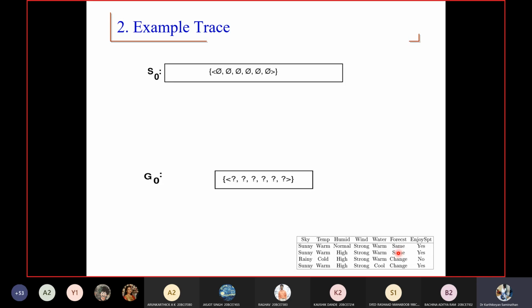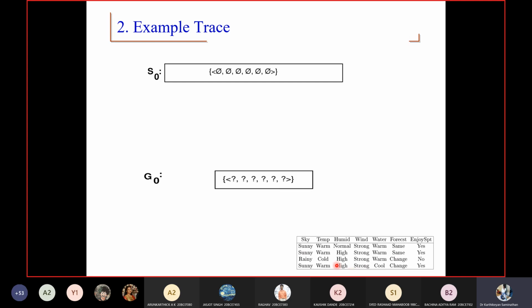Because you are making individual pairs. You are comparing one versus one attribute. So you are comparing rainy with sunny. The third one is rainy. The S3 is nothing but sunny. So you should update only this, and the remaining attributes should be question marks. That is a pair, the first pair. So the first pair is sunny, comma, question mark, question mark, question mark, question mark.